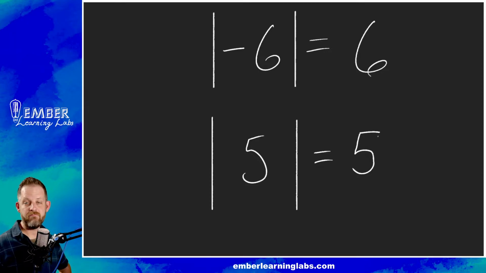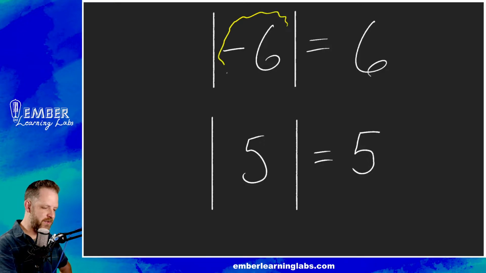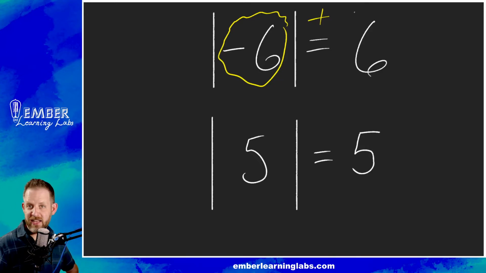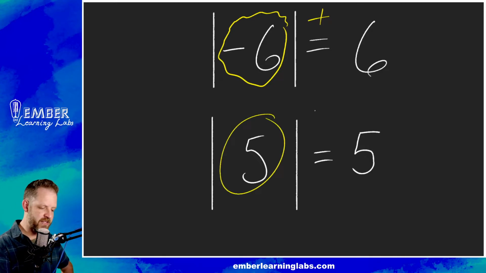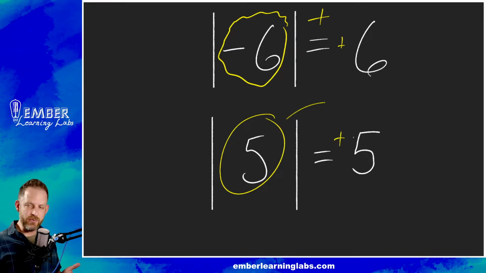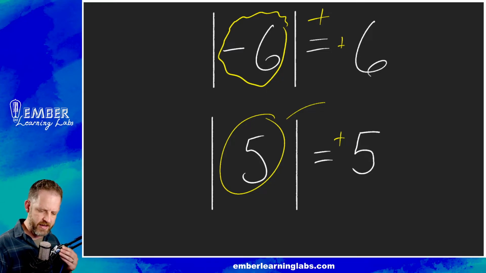So what does absolute value do? It takes whatever is inside of the absolute value symbols and positivifies it. It takes it and turns it positive. So if it's negative, it turns it into a positive. And if it's positive, it doesn't do anything to it. It just lets it pass on through and leaves it being positive. So that's what absolute value does. Let's use that within an example, okay?